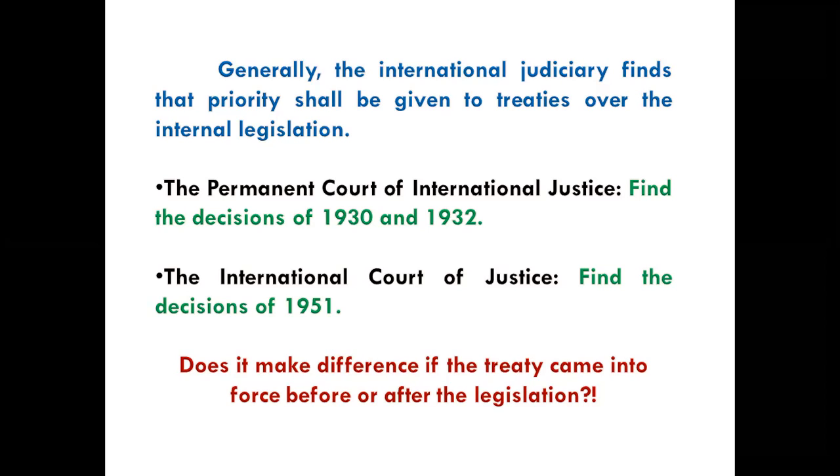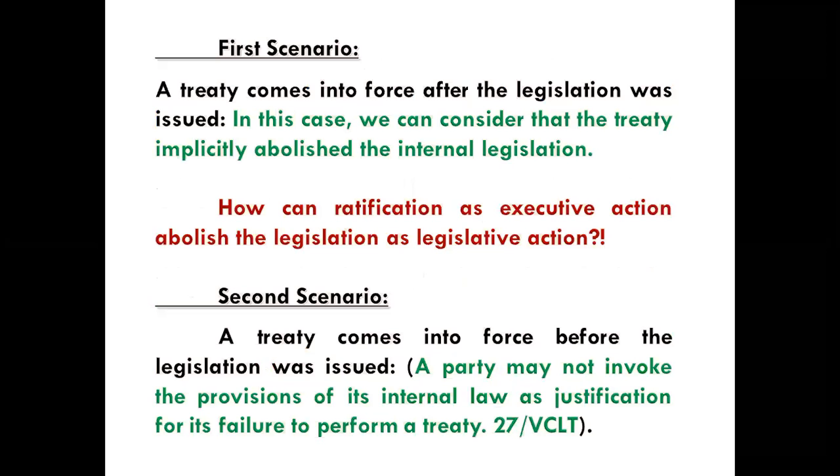Then in this case, which one of these laws shall be given priority in application? Well, the question here depends on the scenario that we are talking about. The first scenario is that the treaty comes into force after the legislation was issued. So which one of these is previous to the latter? It is the legislation. It came first, then the treaty came later. In this case, we can consider that the treaty implicitly abolished the international legislation.